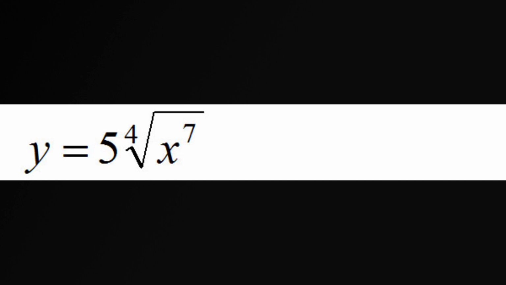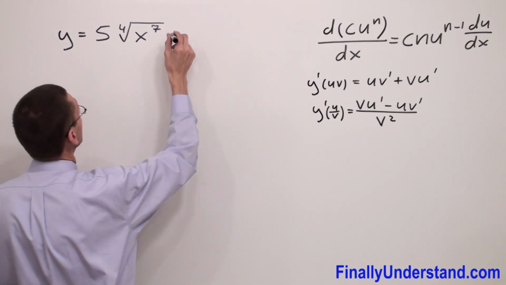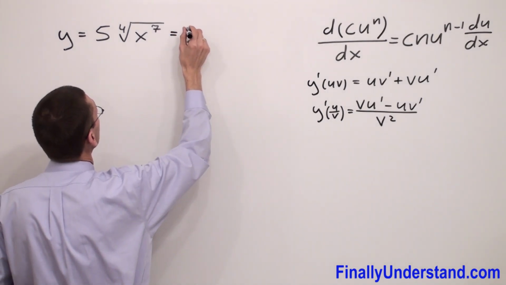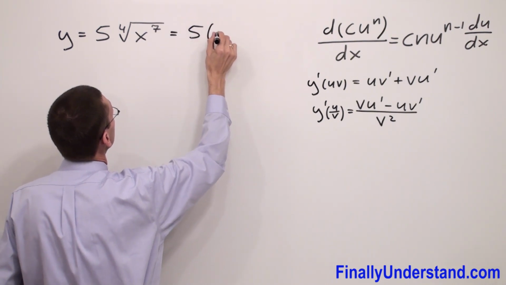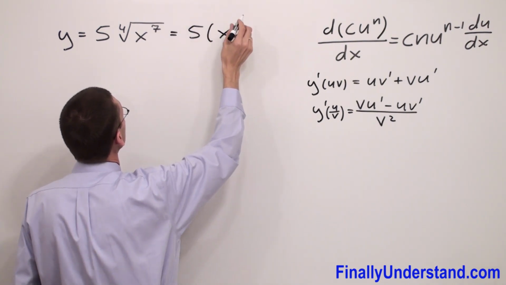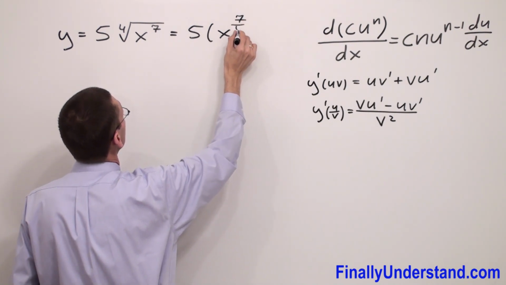The very first thing we're supposed to do over here is convert the radical to the exponent. So I have 5 times x to the power 7 over 4.